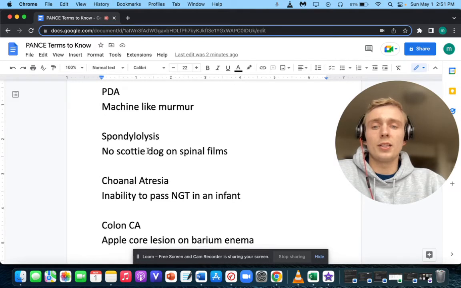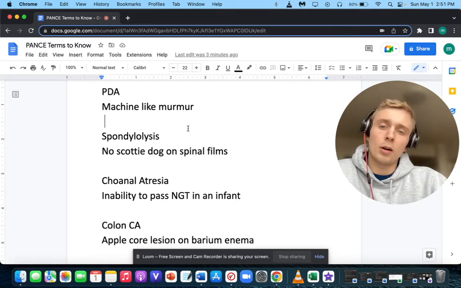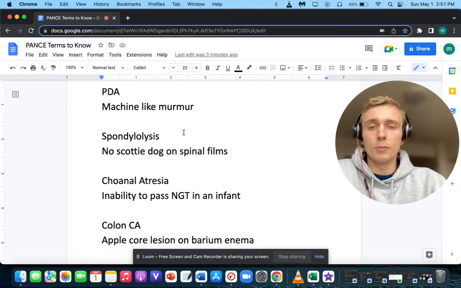What if you have a Scotty dog appearance? They say a Scotty dog appearance on spinal films. You want to think of spondylolysis, which is different from spondylolisthesis. So spondylolisthesis is the actual movement of that vertebra due to the fracture, but spondylolysis is just the lysing of the pedicle itself. So that's the pars interarticularis that gets lysed, and that's the classic Scotty dog appearance on lateral spinal films.